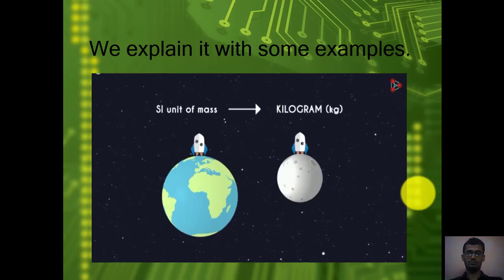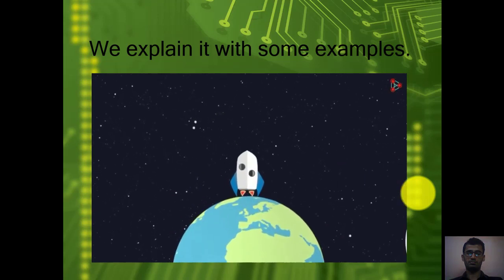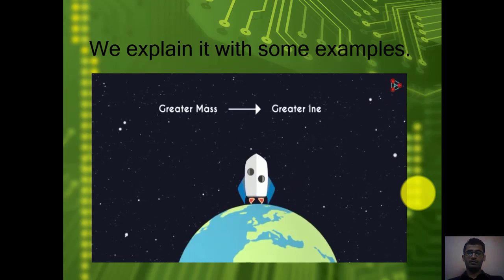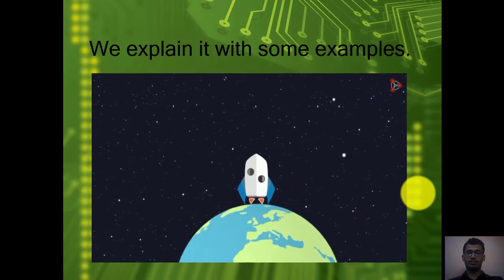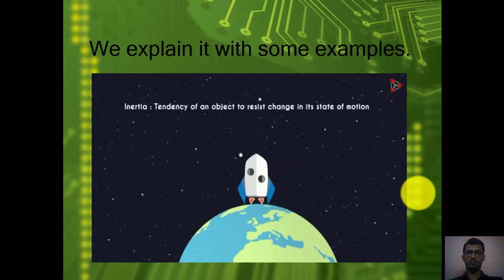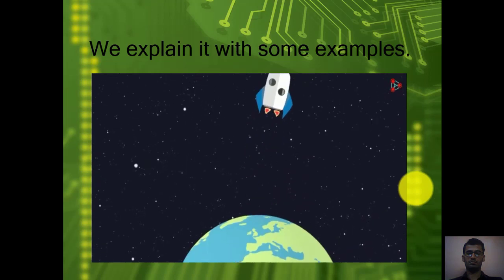Mass is the kilogram. Another concept we learned about an object's mass was that it is a measure of its inertia. Greater the mass of an object, greater will be its inertia. Inertia is nothing but the tendency of an object to resist change in its state of motion. So now we have an idea about what mass is.